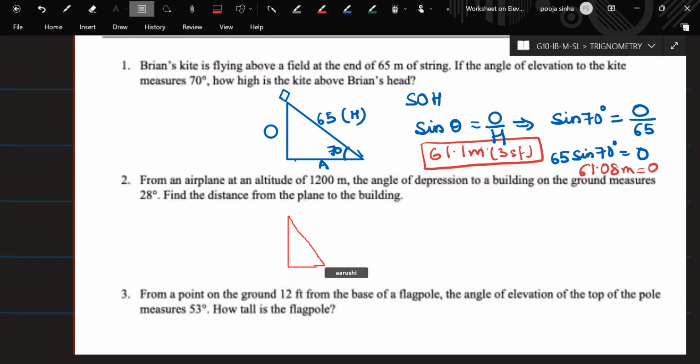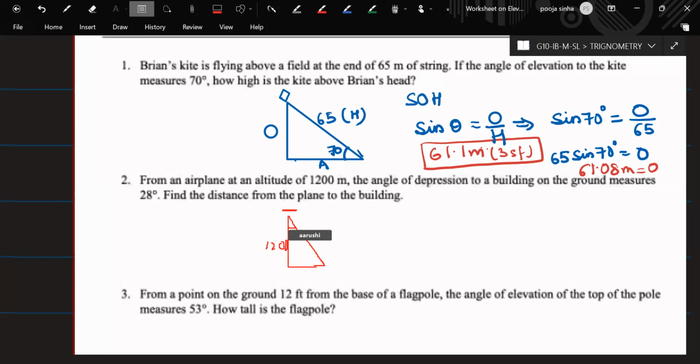Then this is the plane, right? Where is the plane? At the top? Yes, absolutely. And this will be 1,200. Correct, altitude means height. And 28. Will this be 28?